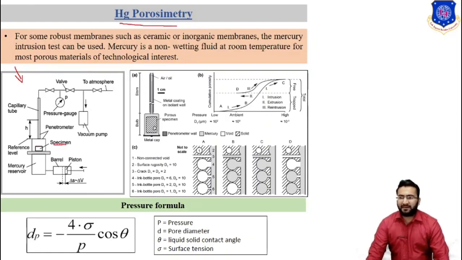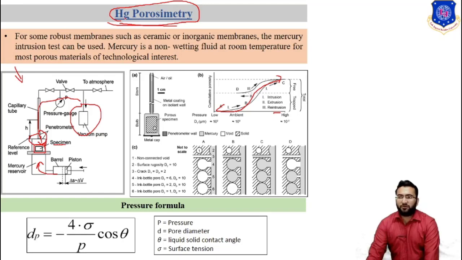Our specimen, or membrane sample, is placed here in this holder. We can apply the mercury from this side and create a vacuum at this section using this vacuum pump. By using this vacuum pump, the mercury will be absorbed in the membrane and we can calculate pore diameter using this graph. So using intrusion, extrusion and reintrusion, we can calculate the pore diameter using the Hg porometry equipment or method. So this is all about the mercury porometry method.